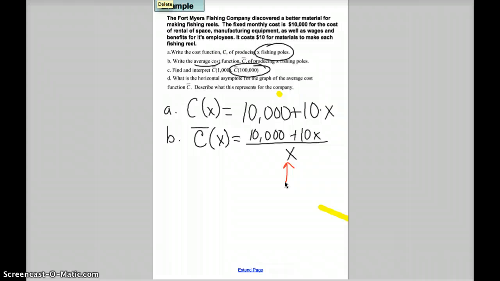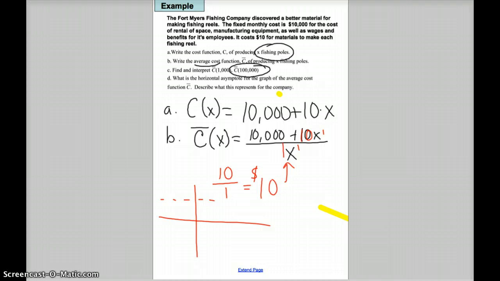Well, we know for horizontal asymptotes, we look at the degree of the numerator and denominator, and they're both of the same degree. They're both x to the first. So remember, what that means is we take the ratio of the coefficients. In this case, 10/1. The ratio of the coefficients is 10. $10 in this case, because we're looking at the bound on y. So that means there's a horizontal bound where y equals 10.